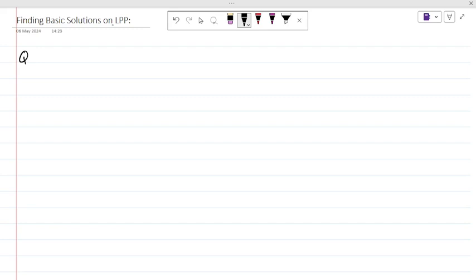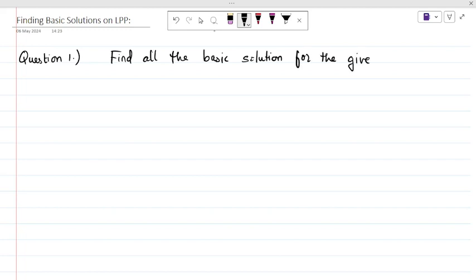The question is, find all the basic solutions for the given LPP below. So now let us see the question.